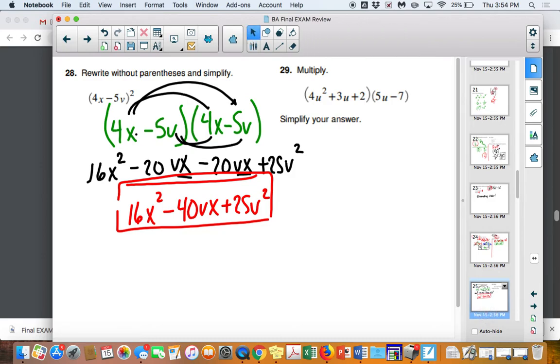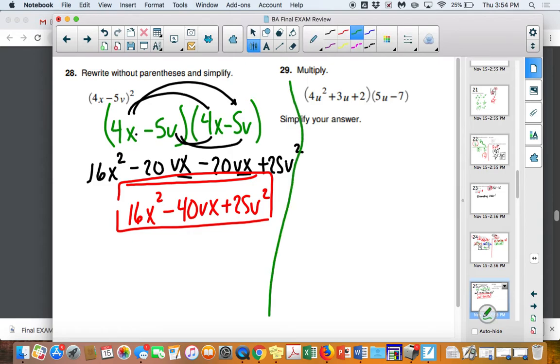All right, then they gave you a big one. Okay, so hopefully I got enough room up here. We got to distribute everything. The instructions help, but also look and see that it's squished. There's nothing in between. So just go ahead and distribute. 4u squared times 5u is 20u to the third. 4u times a negative 7 is negative 28u squared.